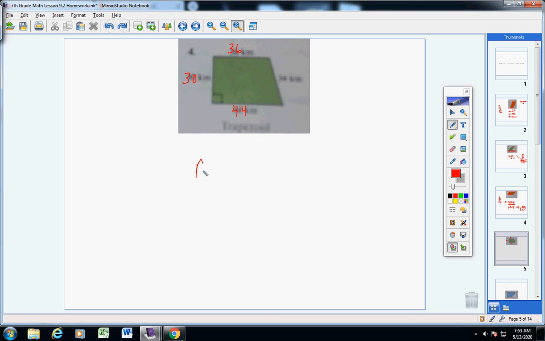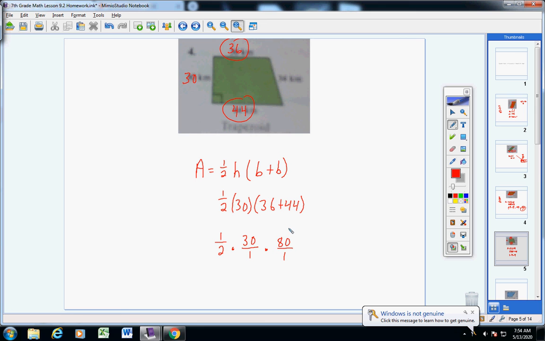So here's my formula. Area equals 1/2 times the height times my two bases added together. Let me copy that so I can just cut and paste that from now on and save a little bit of time. Okay, now my two bases would be 36 and 44 because those are my parallel sides. My height would be 30, and my two bases are 36 plus 44. So I would have 1/2 times, let's put the 30 over 1, times 80 over 1, 36 plus 44.